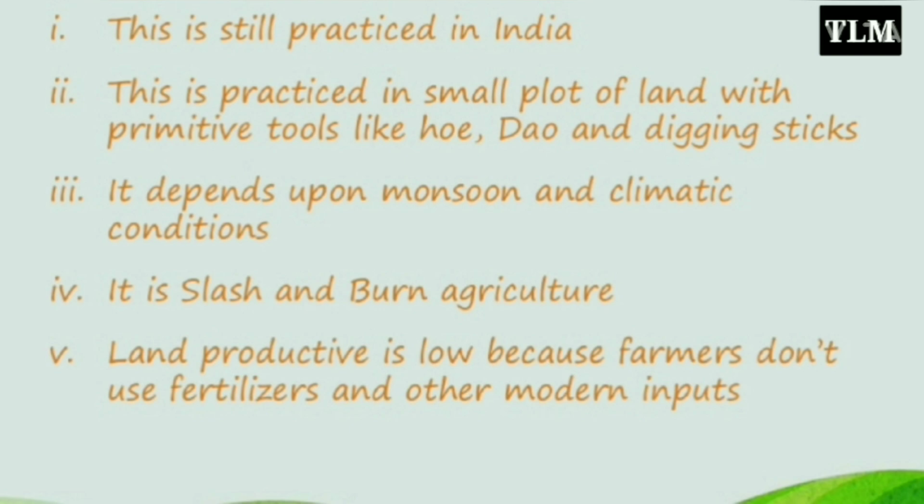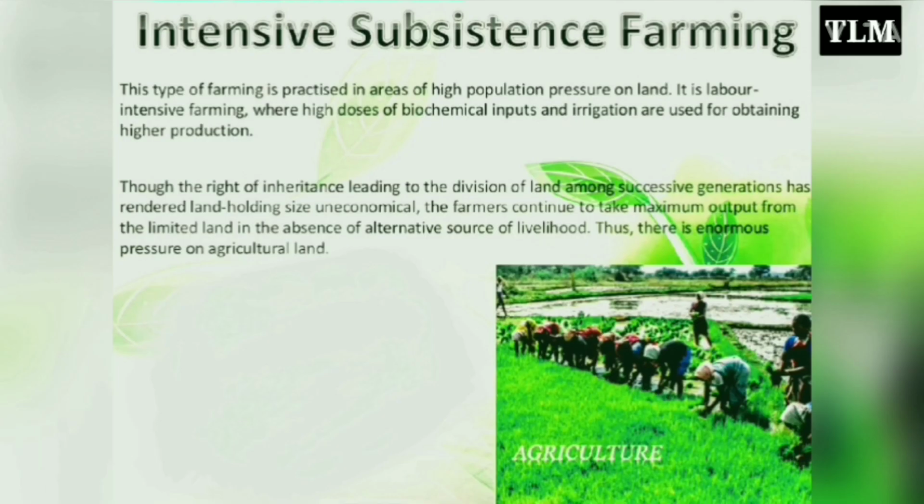Our next type of farming is intensive subsistence farming. This type of farming is practiced in areas of high population pressure on land. It is labor intensive farming where higher doses of biochemical inputs and irrigation are used for obtaining higher production.